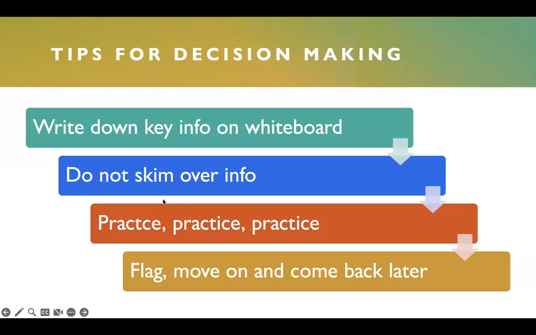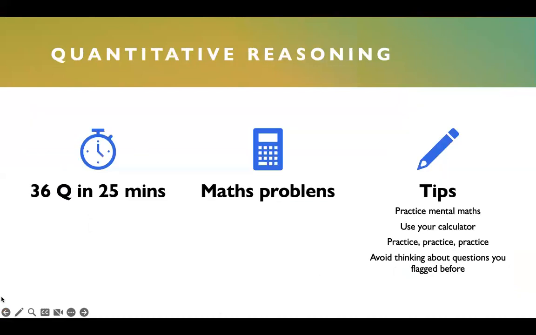With decision making, unlike verbal reasoning, do not skim over the information. All the information they give you is important and you need it to figure out what's going on. So don't skim over the information, read it carefully. Again, practice makes perfect. And then if you're really struggling, flag, move on and come back to it later.